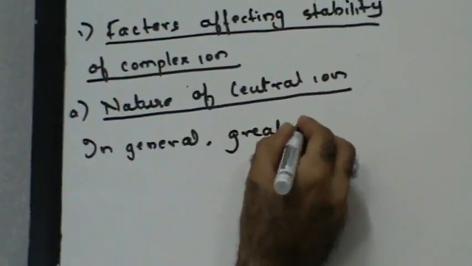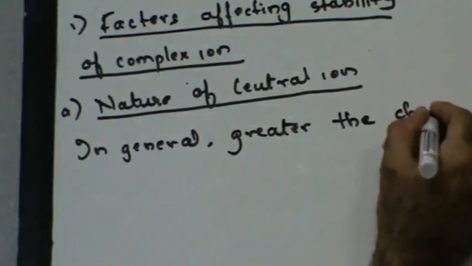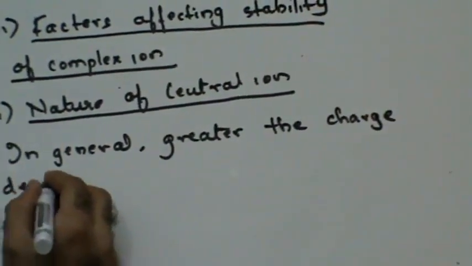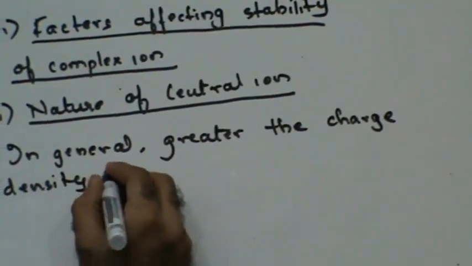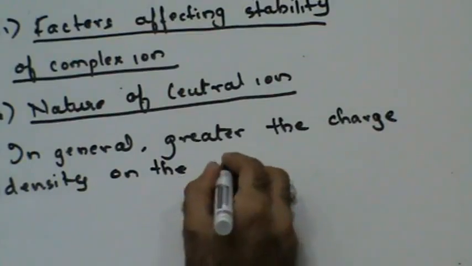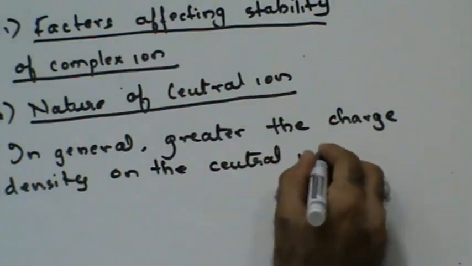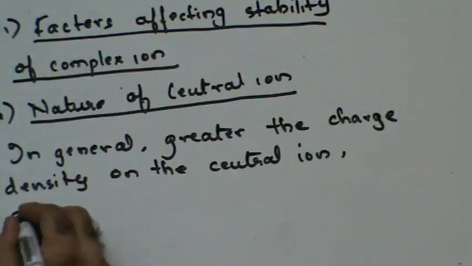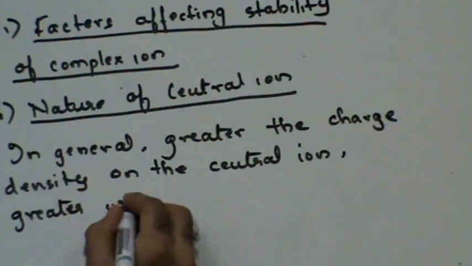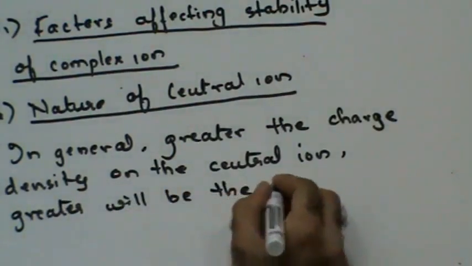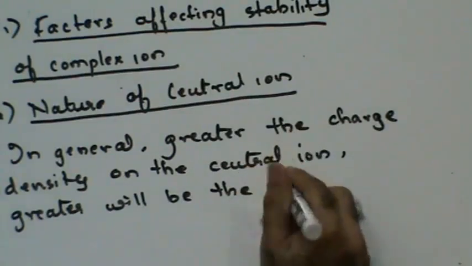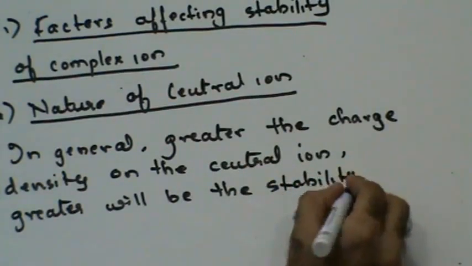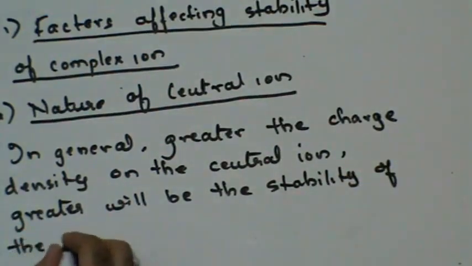greater the charge density on the central ion, greater will be the stability of the complex. Right, do we get this?